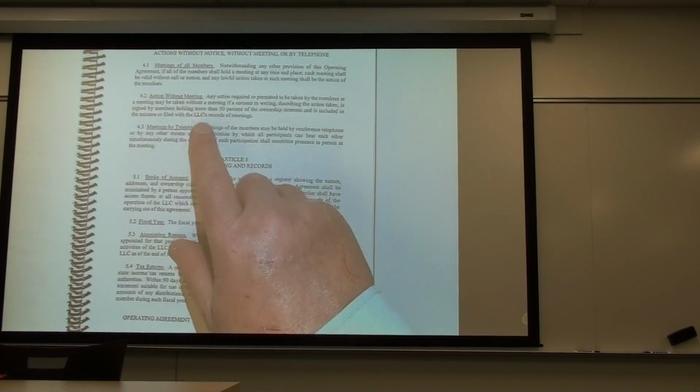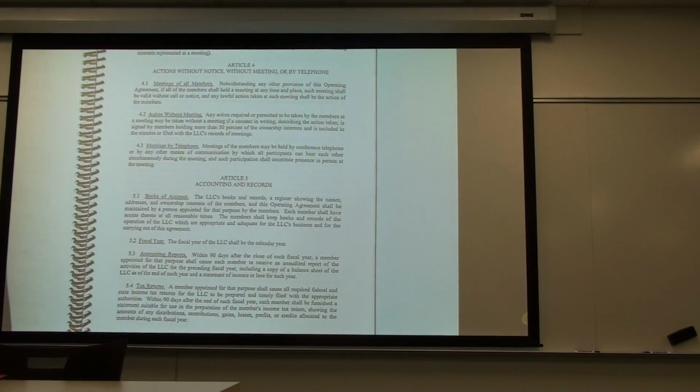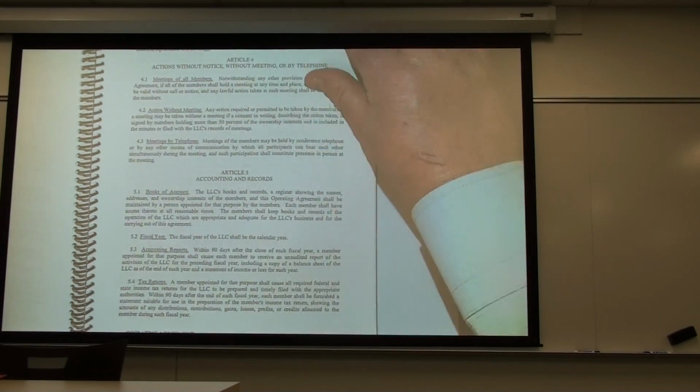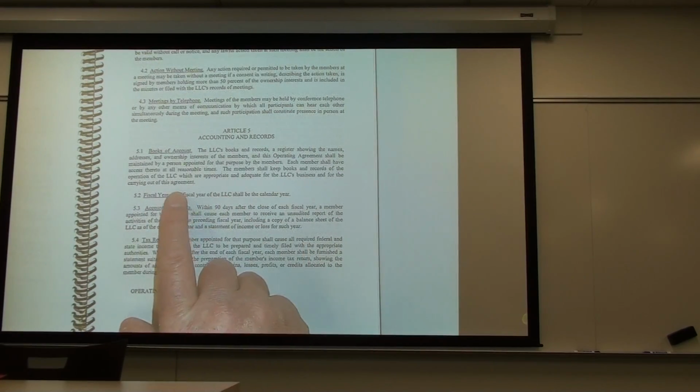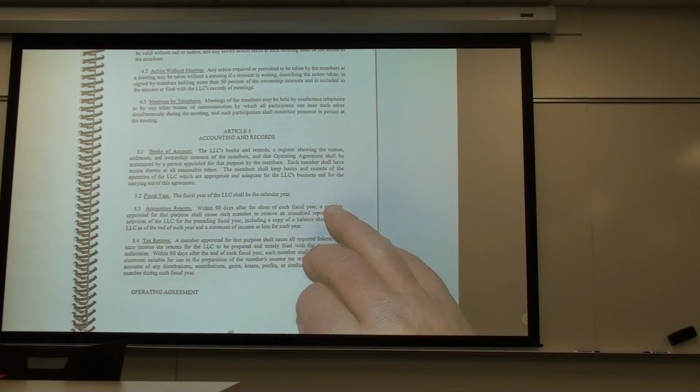What happens if you don't want to have a physical meeting? Can you do it by email, by Zoom, by telephone, which is really common nowadays? Are you going to be a fiscal year or a calendar year taxpayer? Just all of those kinds of things are detailed out.